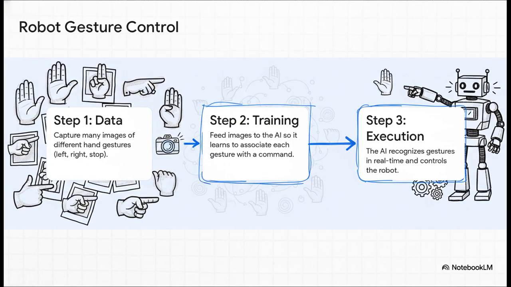And this is a perfect real-world lesson plan. Let's say we want to teach our AI to control a robot using hand signals. First, step 1, we give it its study material. Hundreds, maybe thousands of pictures of a hand making a stop sign or pointing left. Then, during training, it just studies and studies until it connects the visual pattern to the right command. And finally, the test. It sees a hand in real time, recognizes the gesture, and tells the robot what to do. Just like that, it's learned to see and to act.